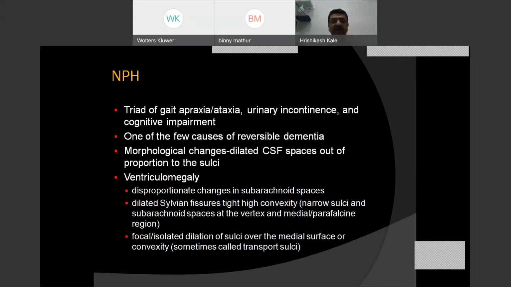So what is NPH? NPH is a triad of gait apraxia or ataxia, urinary incontinence, and cognitive impairment. The importance of diagnosing NPH is that this is one of the few causes of reversible dementia. So what are the findings that you typically see? You have CSF spaces which are dilated out of proportion to the sulci, whether it's the ventricles or a few dilated isolated sulci or the sylvian fissures, they are dilated out of proportion to the rest of the sulci.